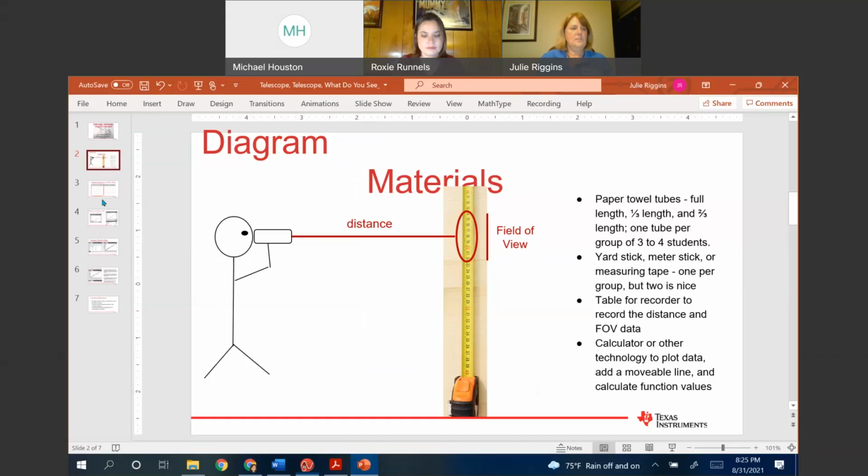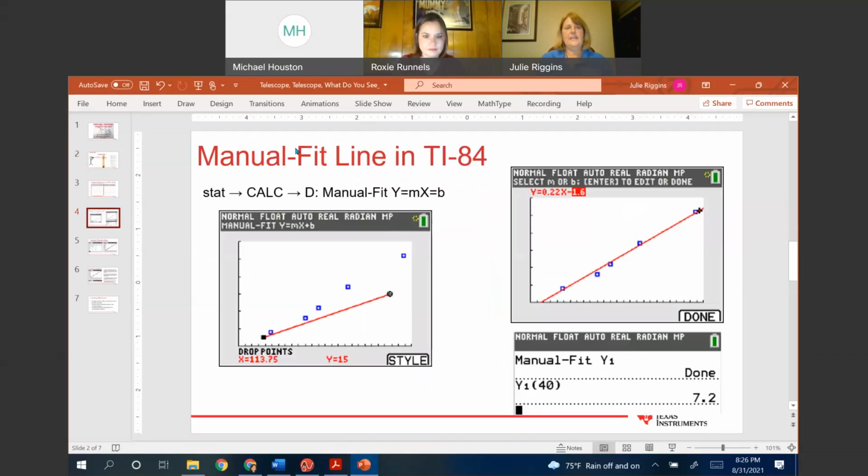And I want to jump to, I think this is my 84. You can do this on the 84. You would enter in your data like you would normally, but when you do stat calc, you would scroll down to manual fit, and you can put a manual fit line on the data, and you can change these values for slope and y-intercept. And the students can see the line change, which is kind of nice. And notice that the name for the function in the 84 is not M1 but Y1. So you might have seen that before.